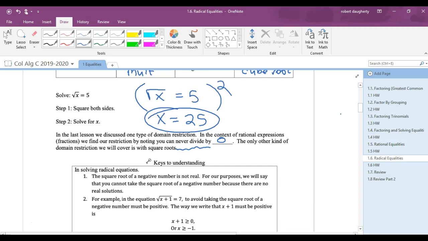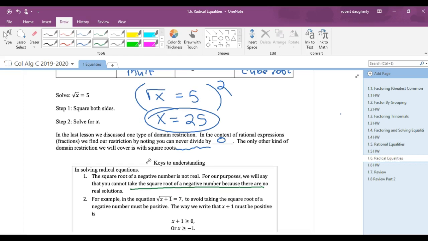Negative numbers, okay? So these are the only two kinds of restrictions. What we're going to say in our class is you cannot take the square root of a negative number because it does not have real numbers. If you get into different math classes, you can get into complex numbers, but we're not going to get that deep here. So when you see a negative number, you can't take the square root.